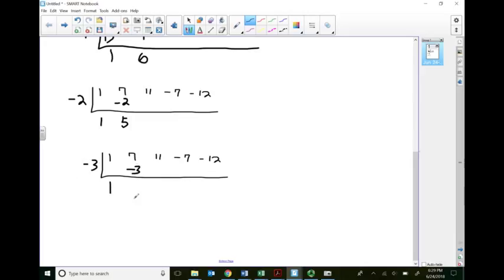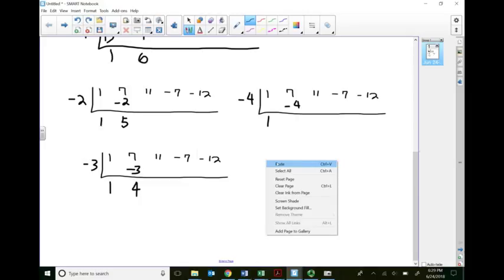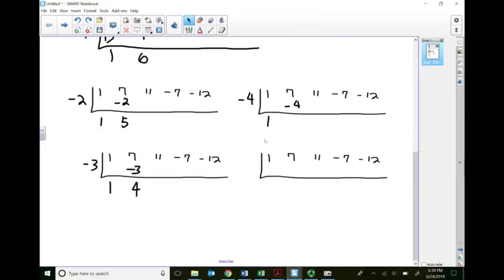So -3 times 1 is -3. If I add them, that will be 4. So not yet, not yet. Let's keep going. Using -4, keep on going more negative. -4 times 1 is -4. So now, keep on going. So if I use -7, that will be -7. That will be 0.